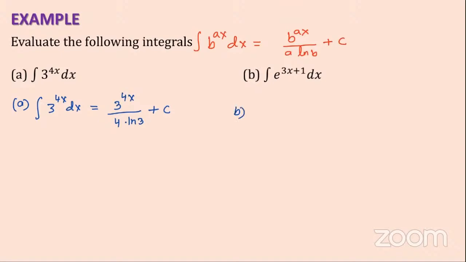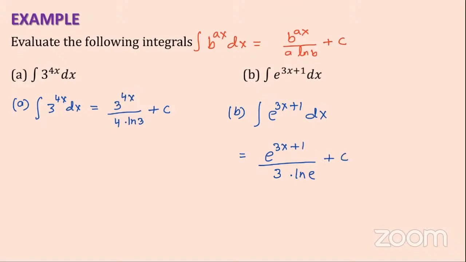So in b, we have the integration of e to the 3x plus 1 dx. This one has e. So it will be e to the 3x plus 1. You can divide by log e if you want, and then multiply by 3. Then plus c. If you use the same formula, what do you do?